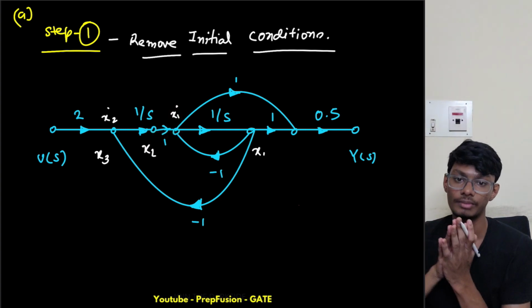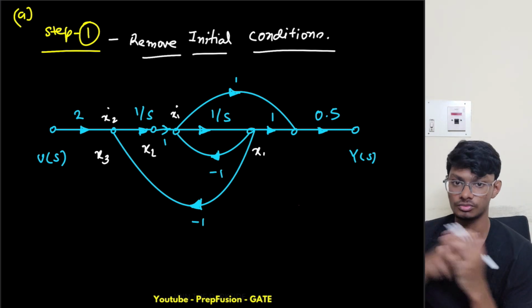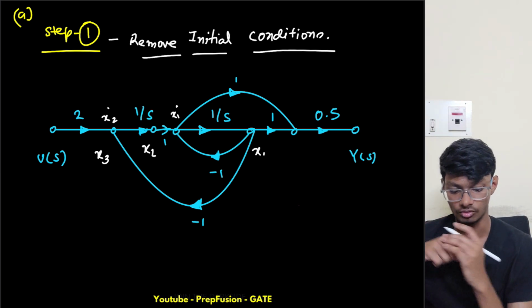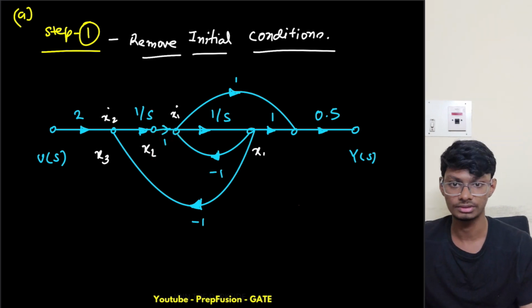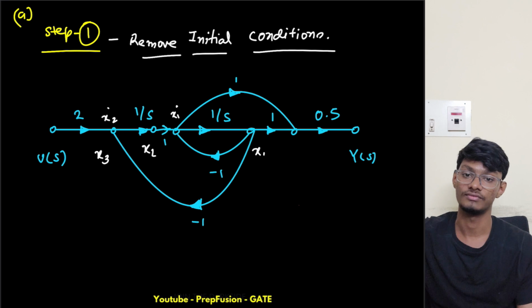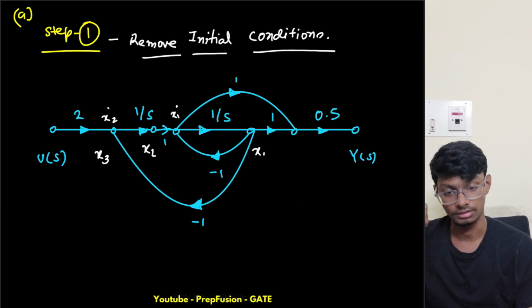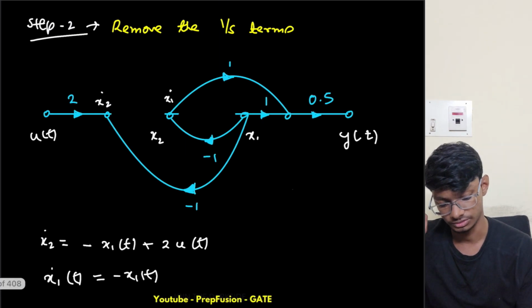Before this, it may be x2, it may not be x2. Just to be on the safer side, always put a gain of 1 with x2 and then add it. If nothing else is incoming, then x1 dot will be equal to x2 only. If anything else is incoming, then it will be that also. So you just have to keep that in mind.